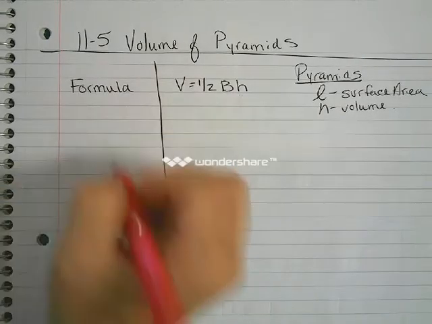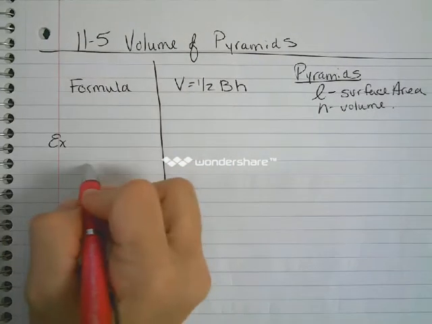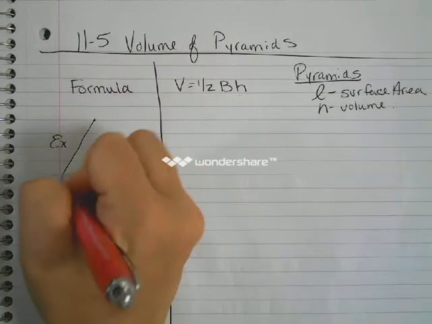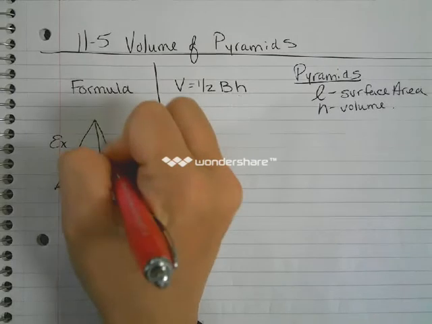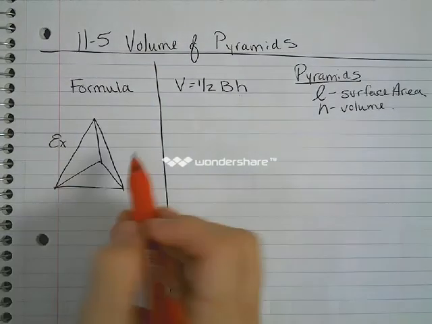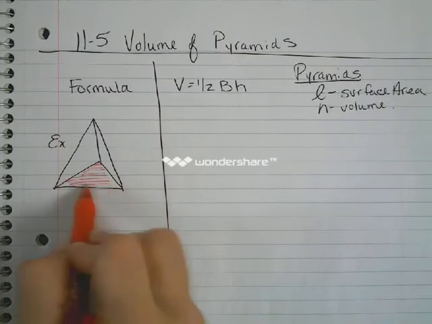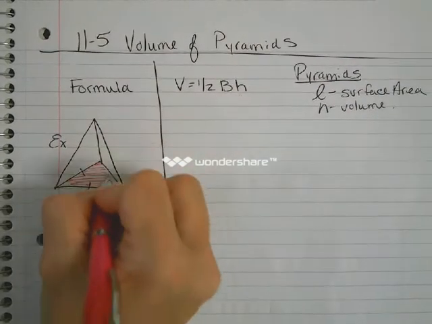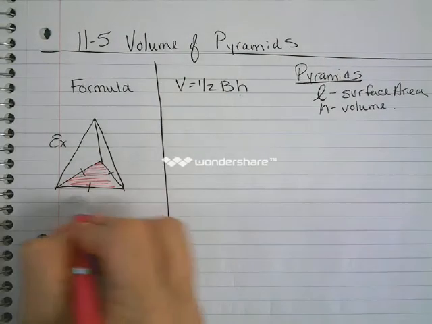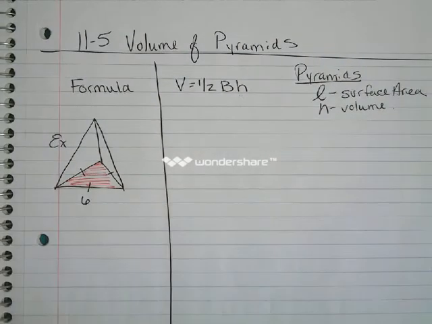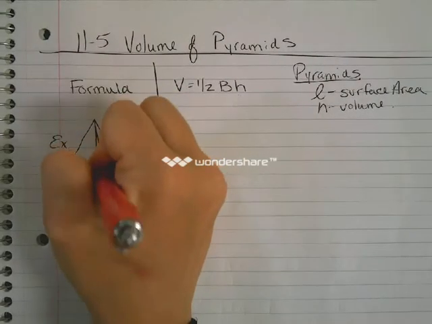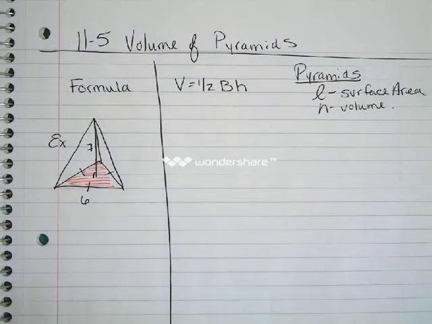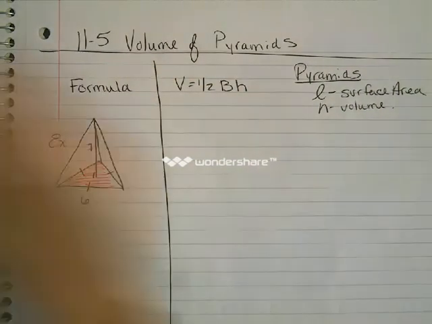So if I give you an example, let's give you a triangular pyramid this time. Okay, in this case, the bottom is the base because it's different than the other triangles. Okay, I'm going to tell you that the bottom is an equilateral triangle, and this is 6, and the height is 7.